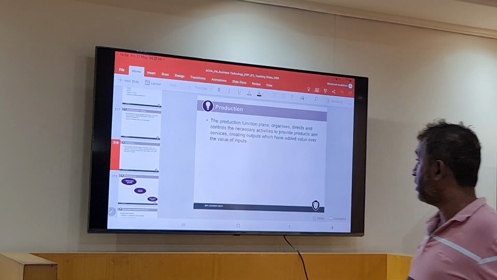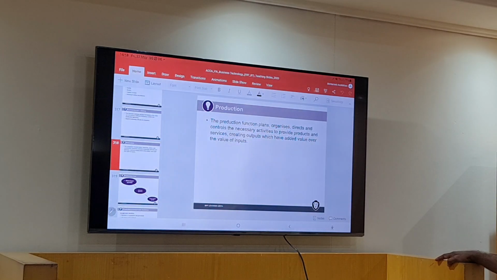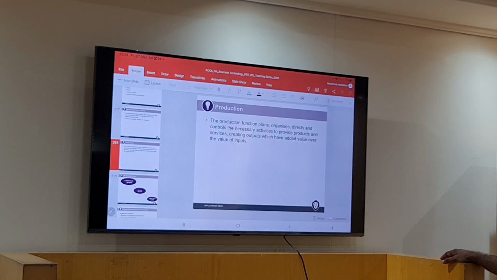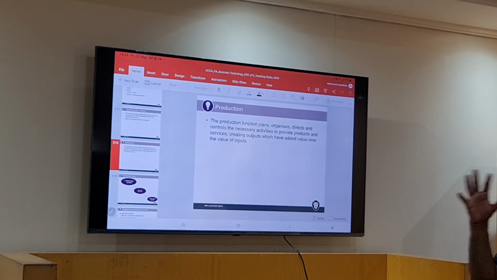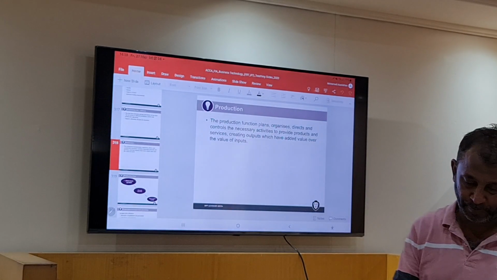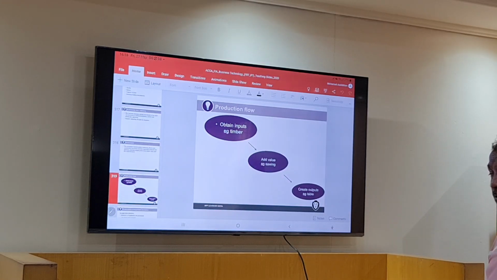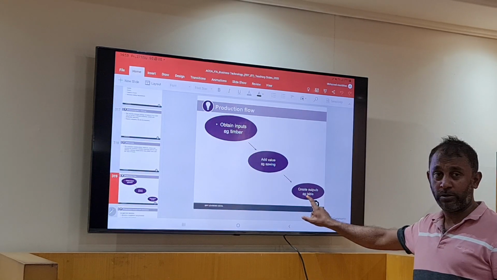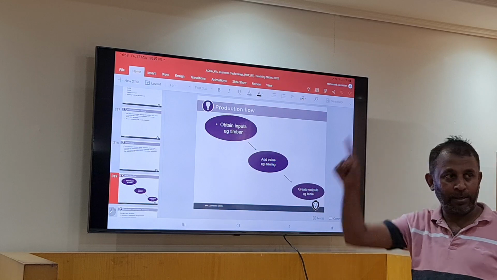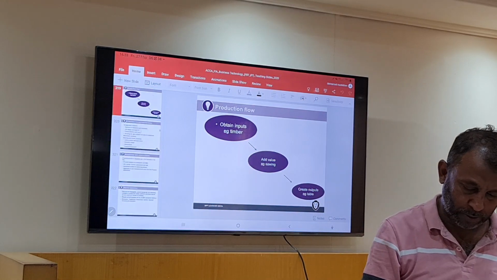The production function plans, organizes, directs and controls the necessary activities to provide products and services, creating outputs which have added value over the value of inputs. So production is another very important, vital part of the total supply chain, so that needs to be carefully addressed. Obtain inputs, timber, add value, sewing, and then create outputs. So that's the production cycle that they are talking about.